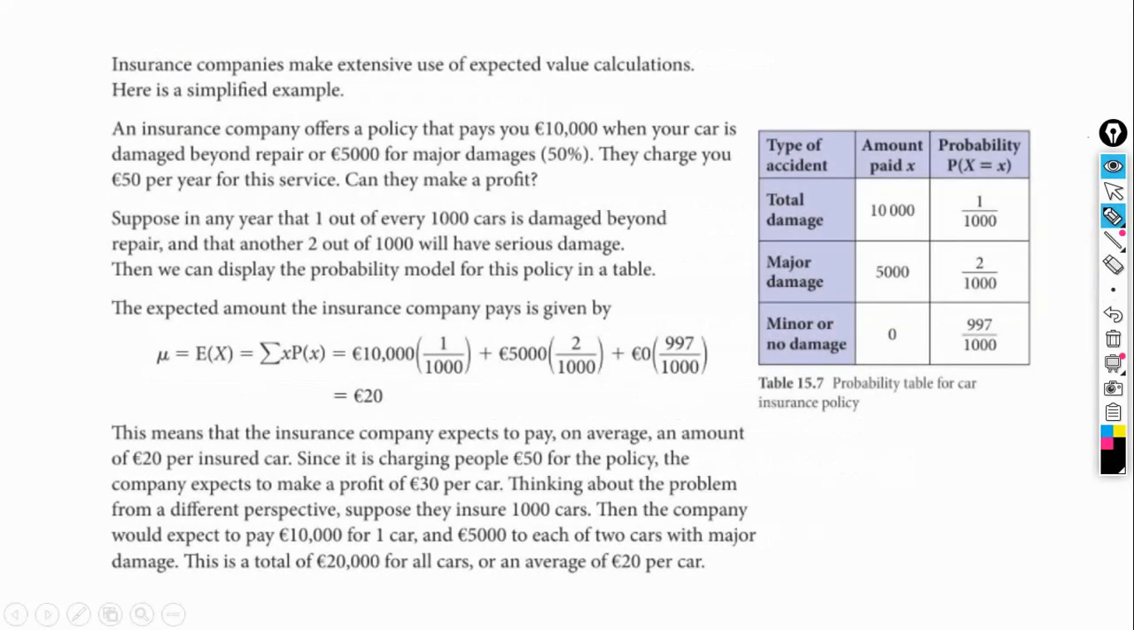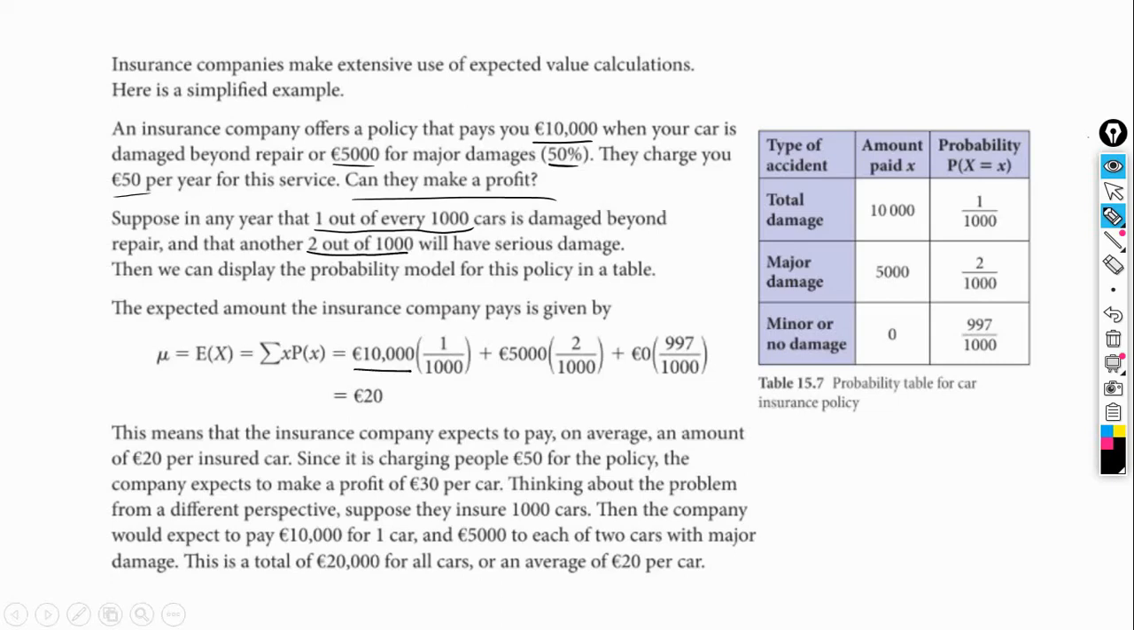So here's another example with an insurance company that offers to pay you 10,000 euros when your car is damaged beyond repair, or 5,000 euros for major damage. They charge you 50 euros per year for this service. Can they make a profit? Okay, then suppose that 1 out of every 1,000 cars is damaged beyond repair, and another 2 out of 1,000 will have serious damage.